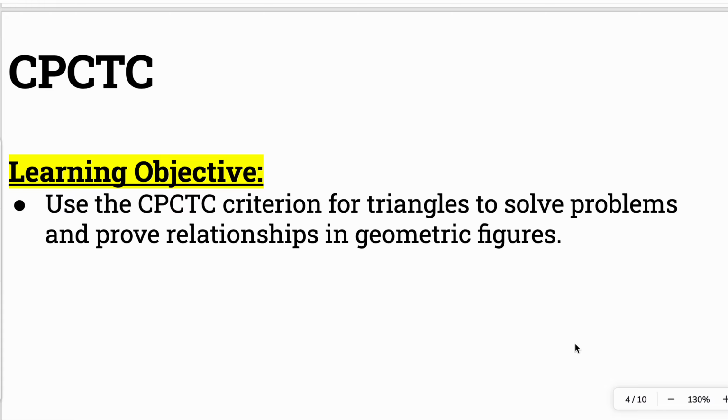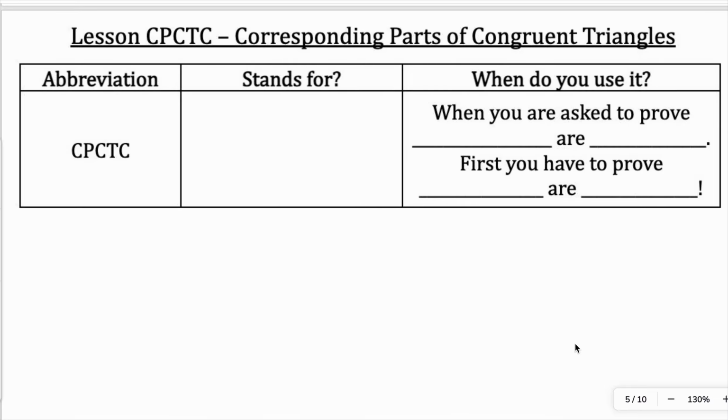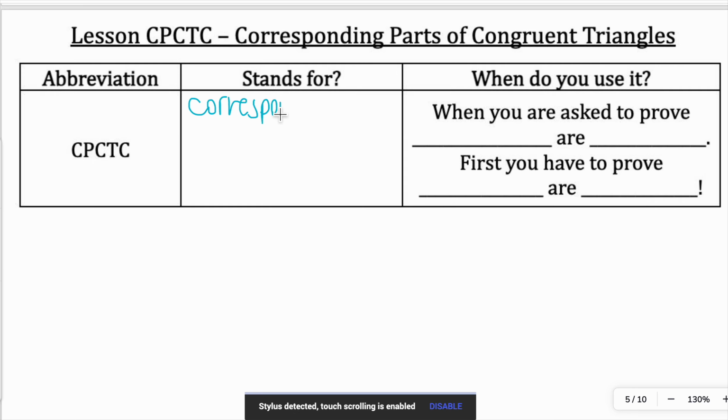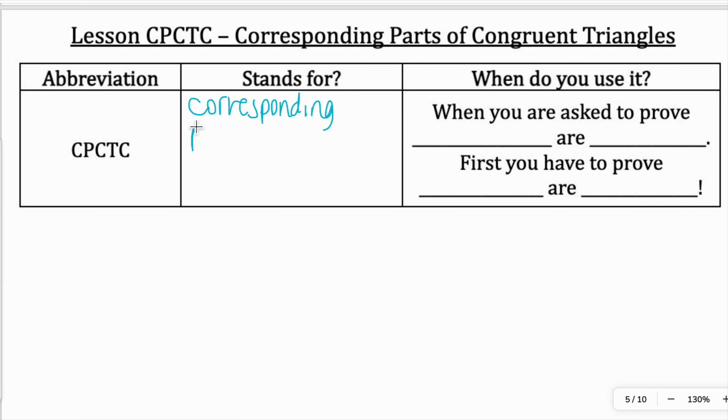Today we're going to be looking at CPCTC, which is another way to say corresponding parts of congruent triangles, and how we can prove relationships in geometric figures and how those triangles can be congruent. So what does CPCTC stand for? It stands for what the title of your notes is: corresponding parts of congruent triangles. Okay, and that means they are congruent.